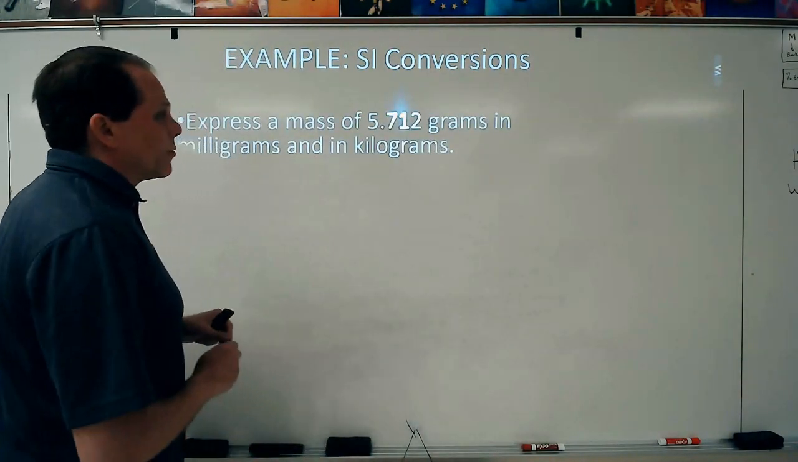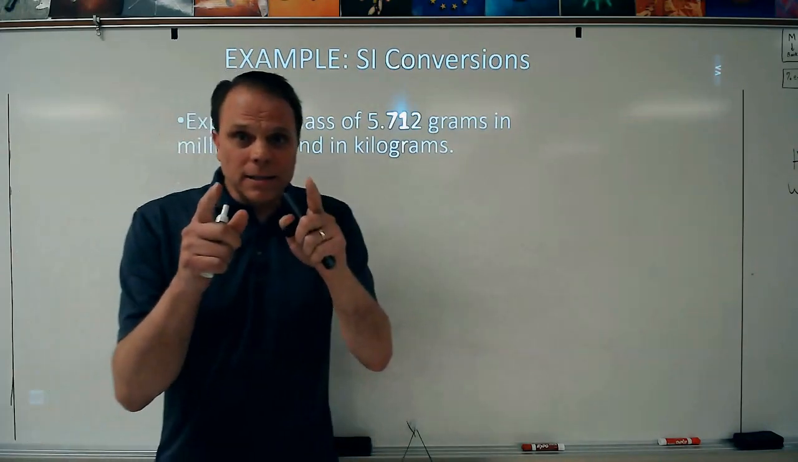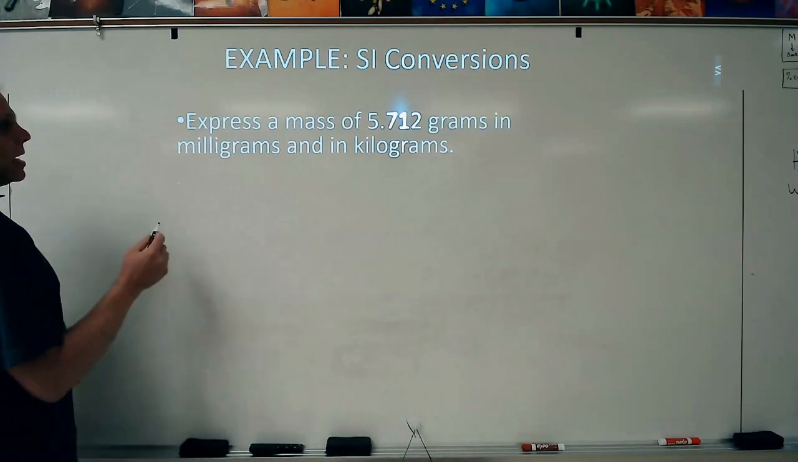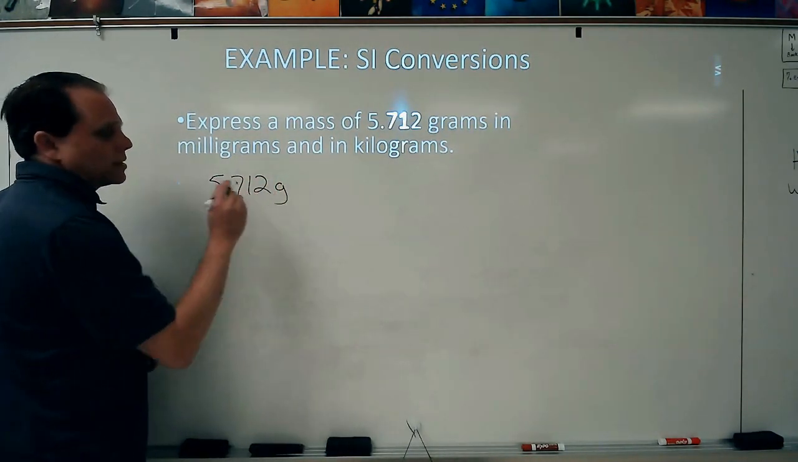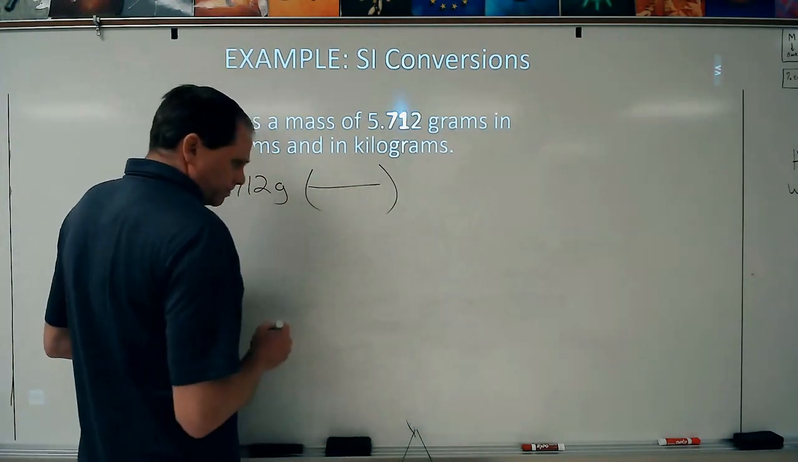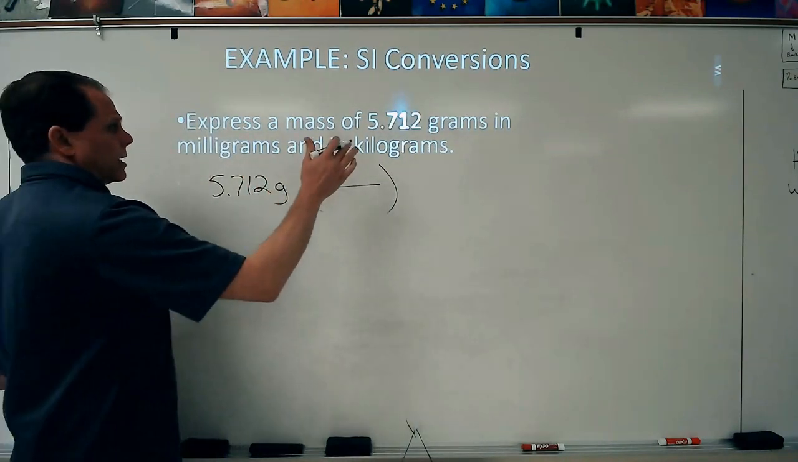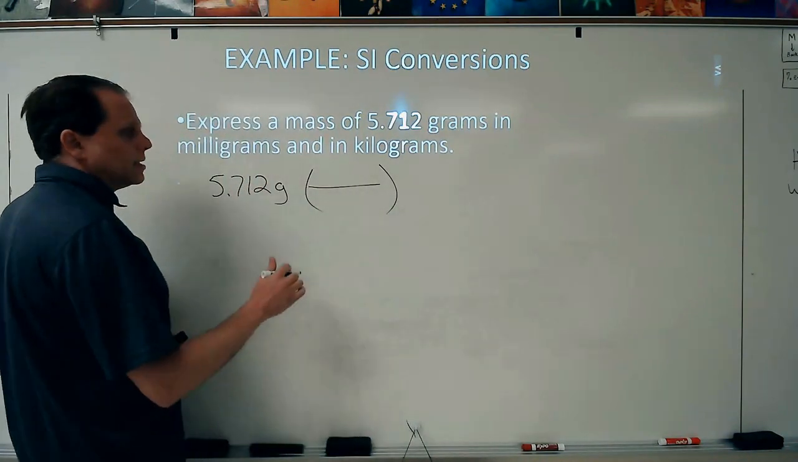Expressing a mass of 5.712 grams in milligrams and in kilograms. All right. So hit the pause button. See if you can do it. Pause it. Did it. Here we go. Now what we have is 5.712 grams. That's our given. Always start with what you're given. And then convert. I'm converting to what from what? Well, if I can go straight to kilograms or milligrams because I've memorized it, then that makes it easy, right?